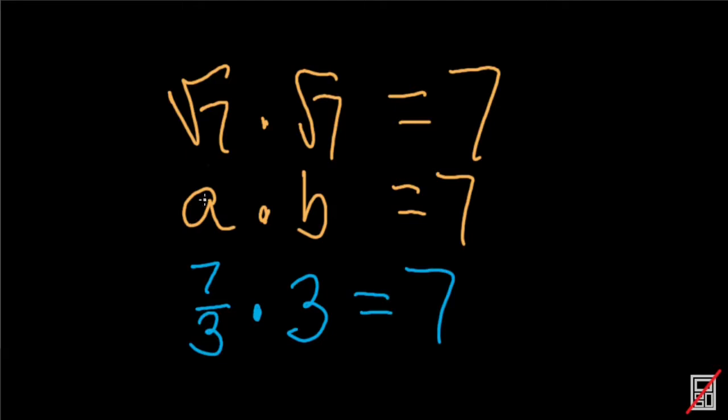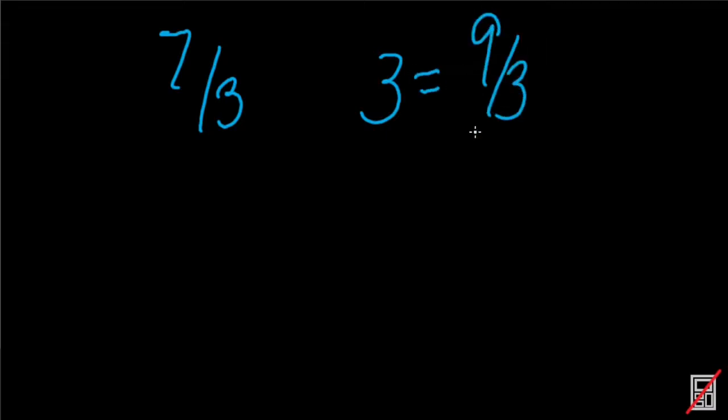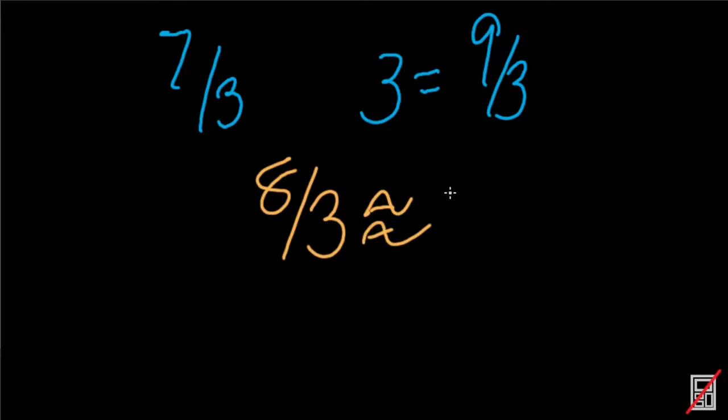Now 7/3 is less than the square root of 7, and 3 is bigger than it. One might think to just haphazardly take the average of the two. So we take 7/3 and 3. This is equal to 9/3 plus 7/3, which is 16/3, and our average would be 8/3, which is about equal to 2.67.